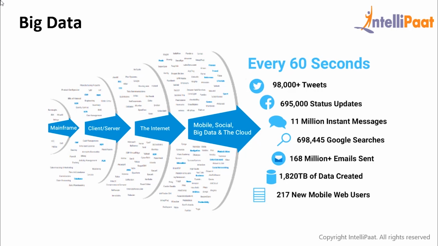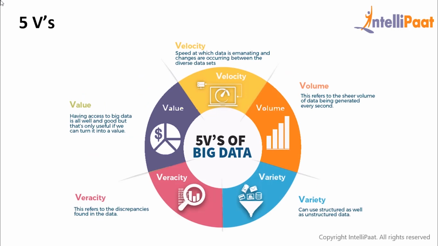So as we see over here, the amount of data being generated every single minute is very huge. In just 1 minute, we generate around 98,000 tweets, send around 168 million emails, and create 1820 terabytes of data. Now that is a whopping amount of data being generated in just 1 minute. And in order to make sense out of this overwhelming amount of data, it is often broken down using 5 V's: velocity, volume, value, variety, and veracity.